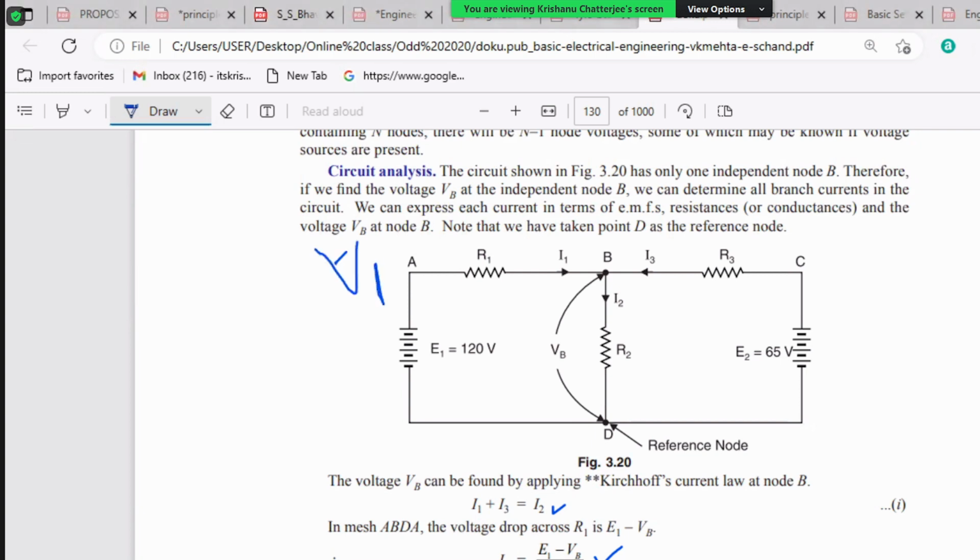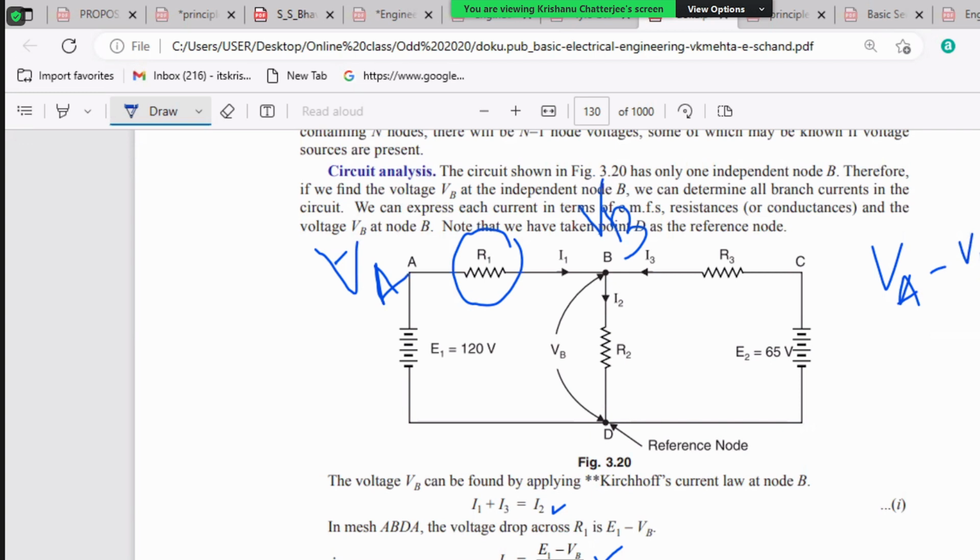Here it is VA, here it is VB. At node A, it is VA. At node B, it is VB. So what will be the potential drop over here? VA minus VB. This is the potential drop.